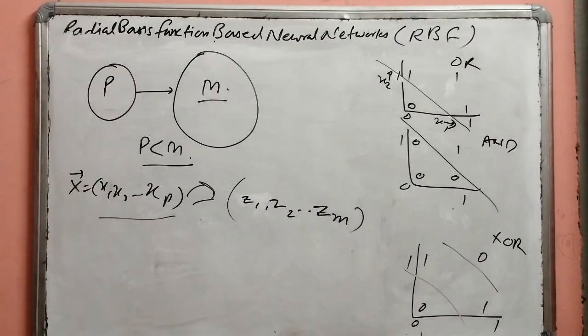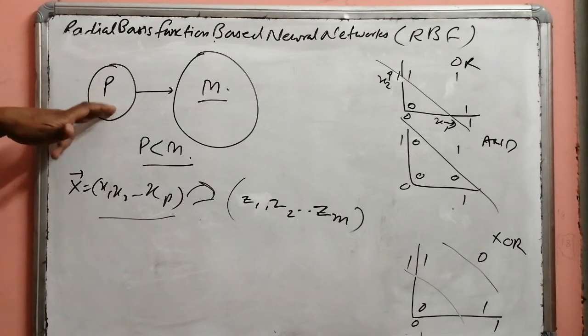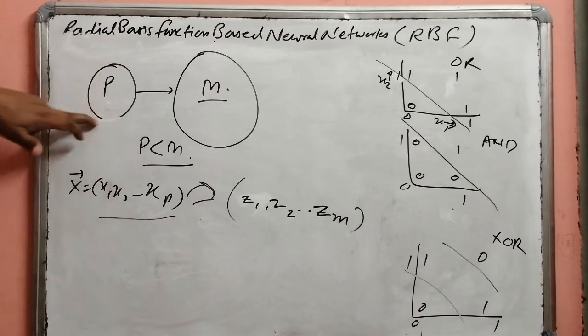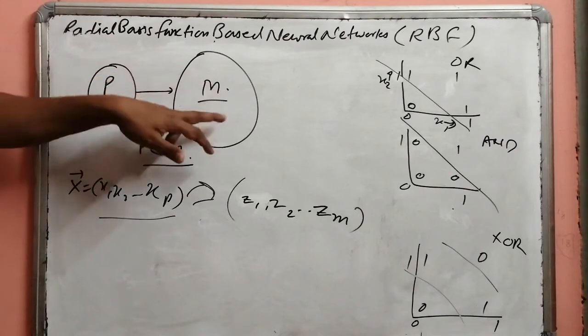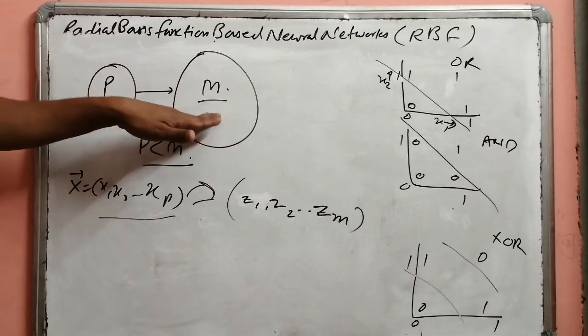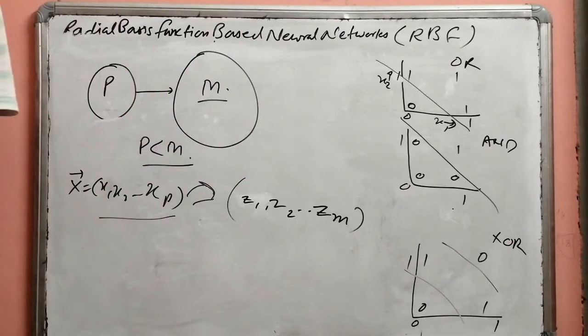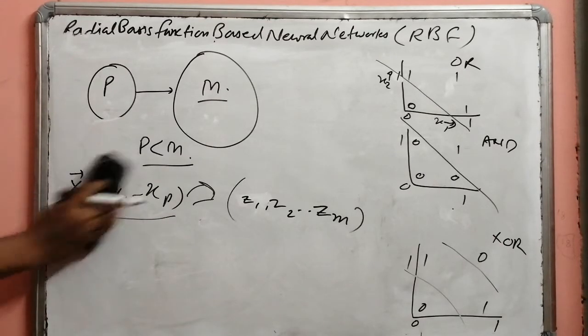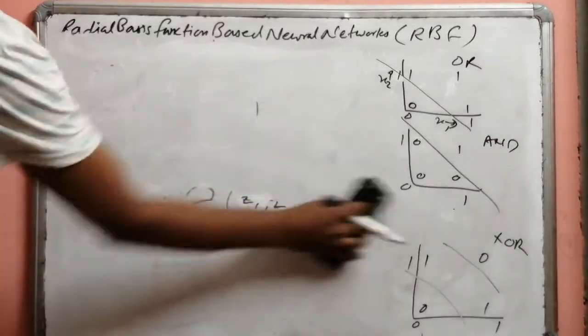And the possibility is there that the problems which were linearly non-separable in this p-dimensional space may or may not be linearly separable in this higher dimensional or m dimensional space. So this is the overall principle of your RBF neural networks, just to non-linearly map a p-dimensional or lower dimensional space to some higher dimensional space. So now look at the example of neural network architecture.